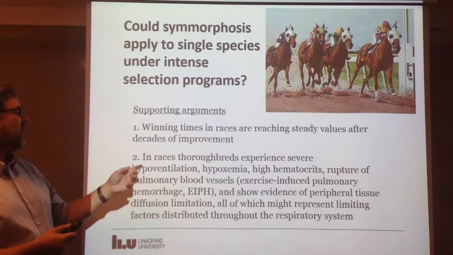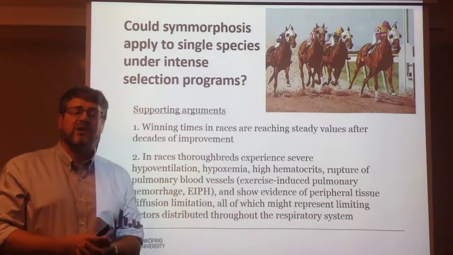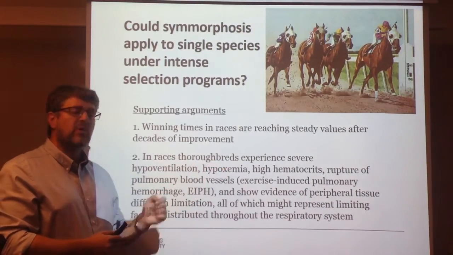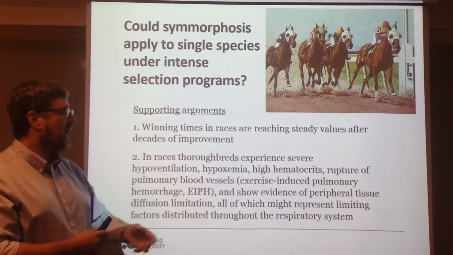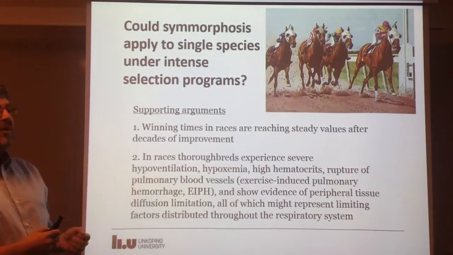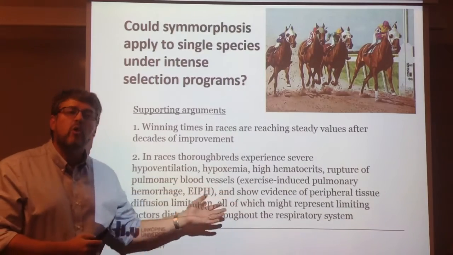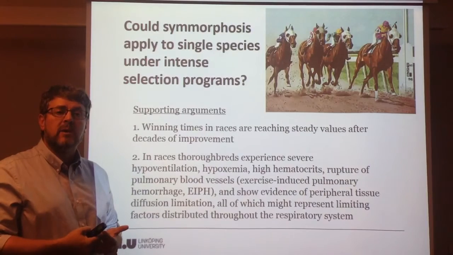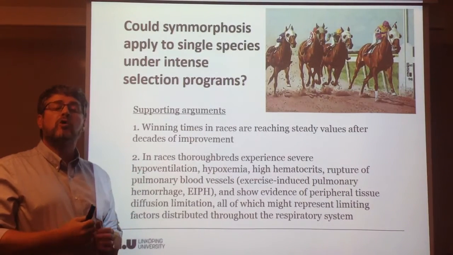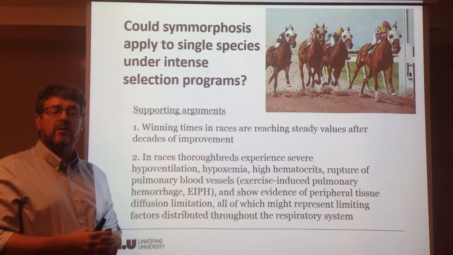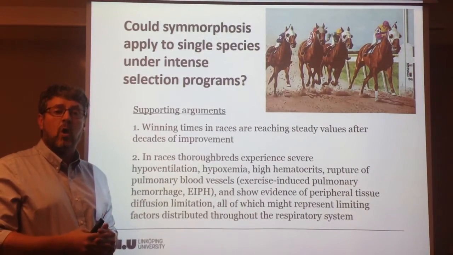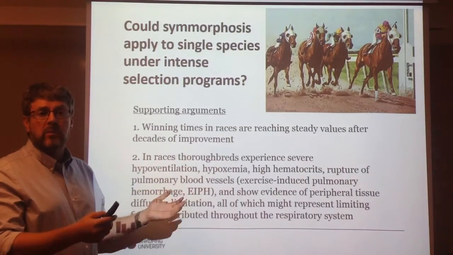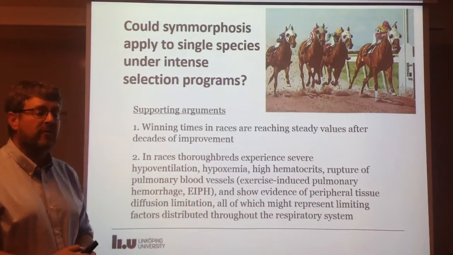And this actually also aligns with the well-provided evidence that in races some animals will experience severe problems associated with hypoventilation, hypoxemia, lowered oxygenation of the blood, high hematocrits, rupture of pulmonary blood vessels. So all of these indicate that the system is working at maximum capacity and that the safety margins for functionality basically are being crossed all the time, resulting in abnormal pathologies or even the fact that animals have to be sacrificed.